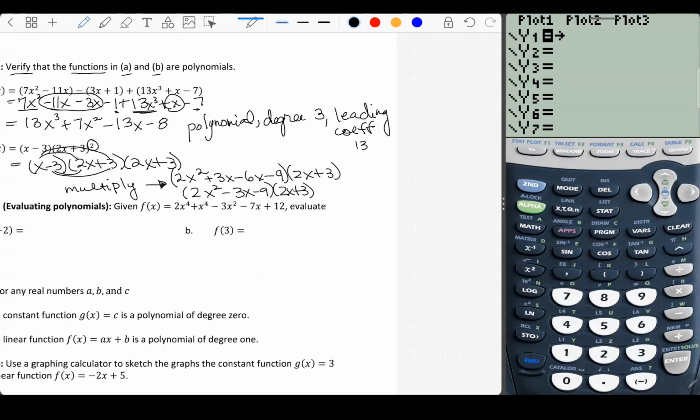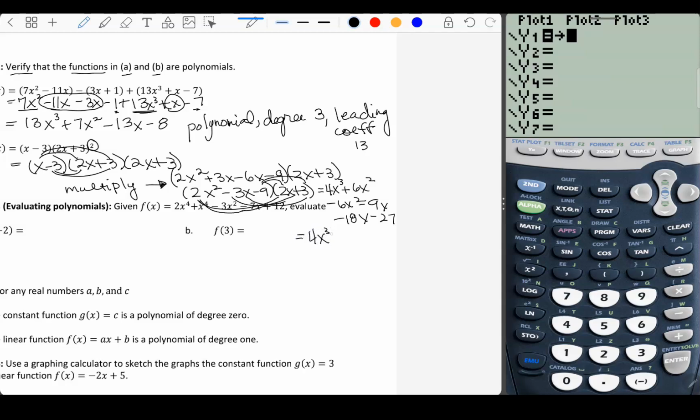And now I'm going to multiply these two, but I've kind of run out of room, so I'm just going to have to write it over here as best I can. So 2x squared times 2x is 4x cubed. 2x squared times 3 is 6x squared. And then -3x times 2x is -6x squared. -3x times 3 is -9x. -9 times 2x is -18x. And -9 times 3 is a -27.